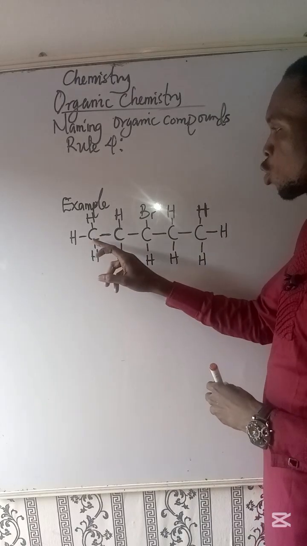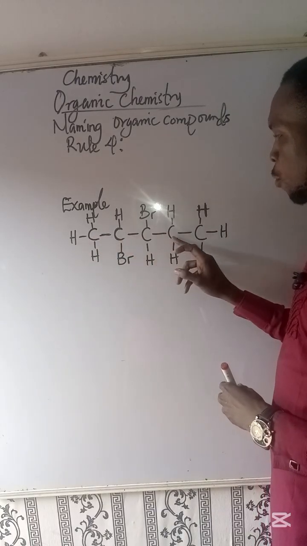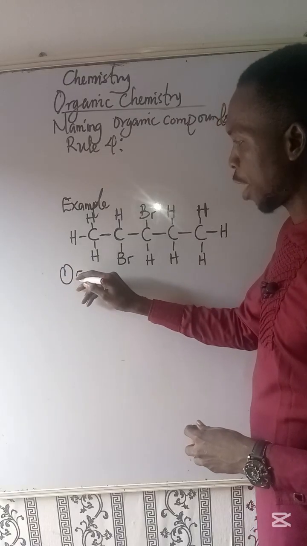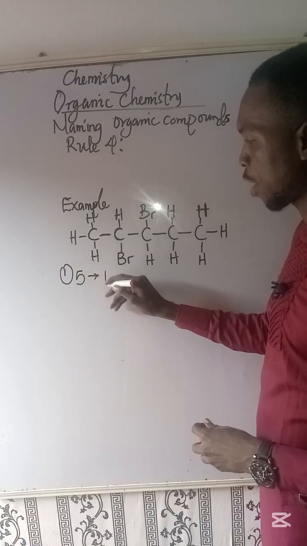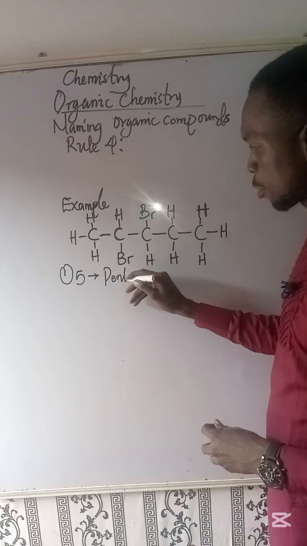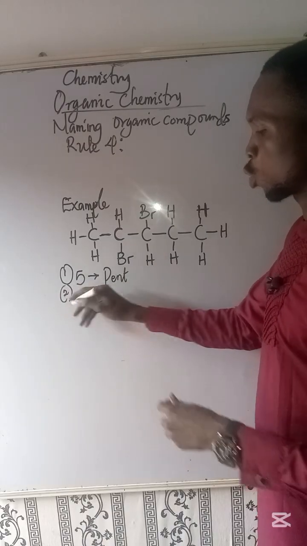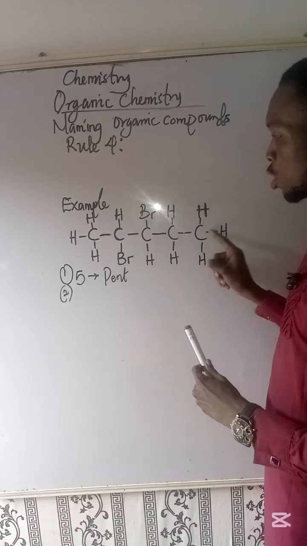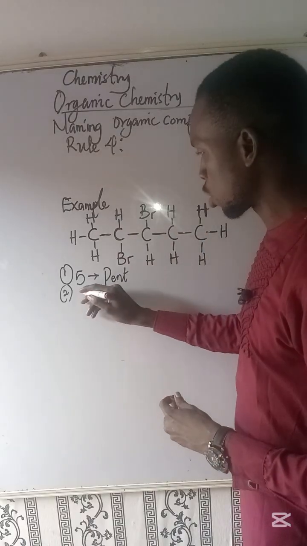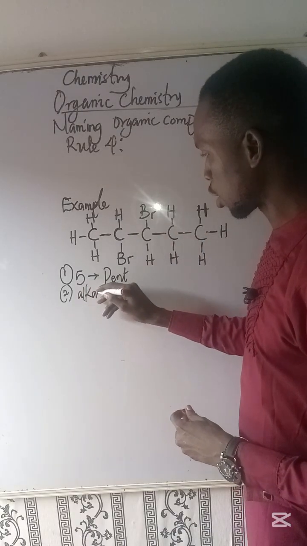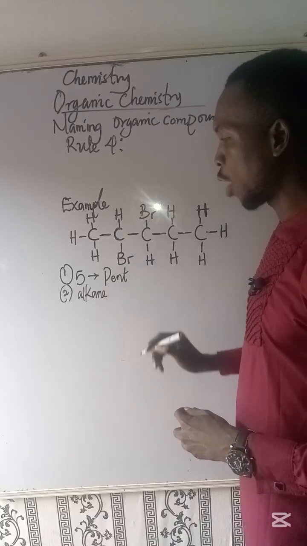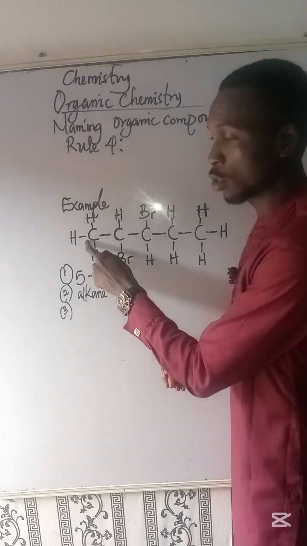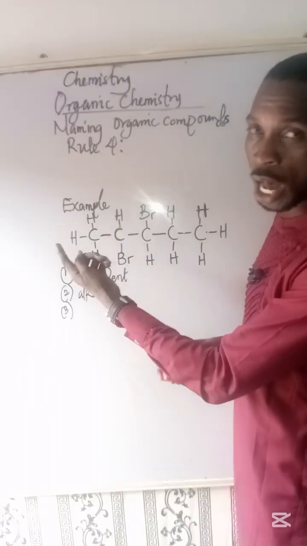carbon atoms, which is 1, 2, 3, 4, 5. So for rule number 1, there are 5 carbon atoms, and 5 means what? Pent. Okay. Number 2, identify the functional groups. So you have single bonds. So this is what? Alkane. This is an alkane.